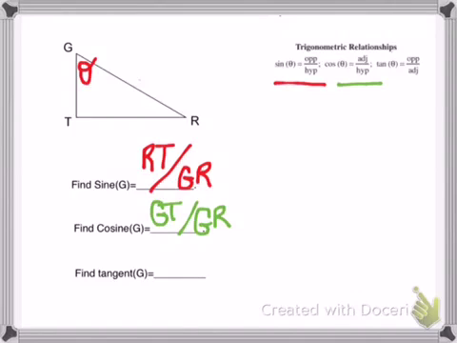And then finally, it wants us to find the tangent. Tangent is going to compare the opposite side and the adjacent side. So the opposite side is RT, and the adjacent side is GT. So that's how you do the second problem.